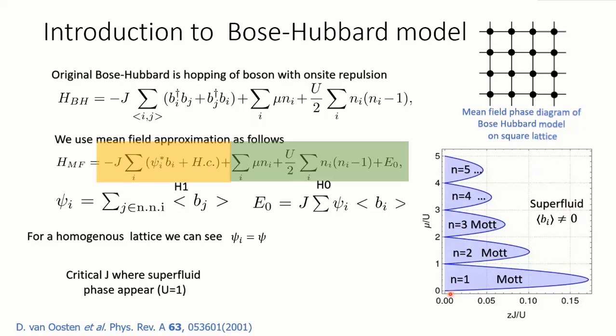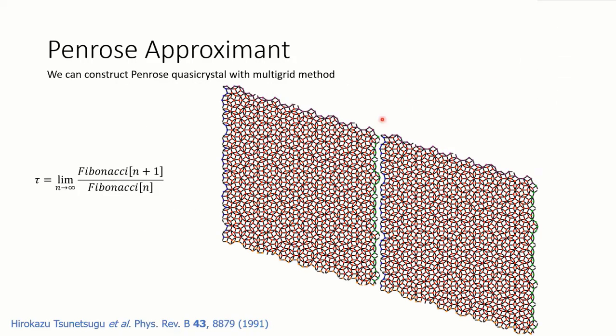The specific feature of this phase diagram is the appearance of this dome shape. So I want to know if we change the structure from periodicity to a quasi-crystal structure, is everything changed or not? Because I want to reduce the boundary effect, I will work with periodic boundary conditions.